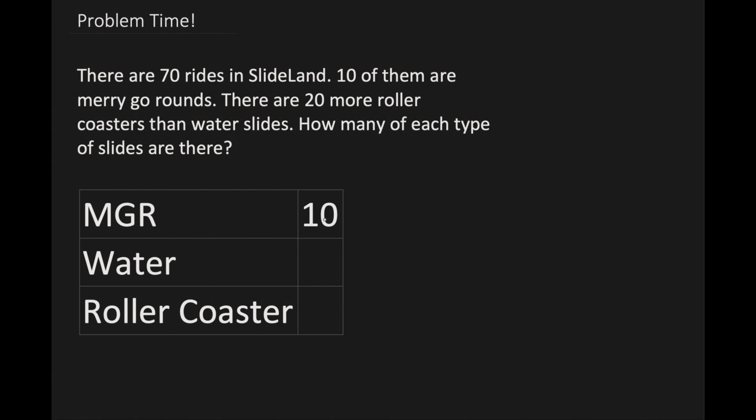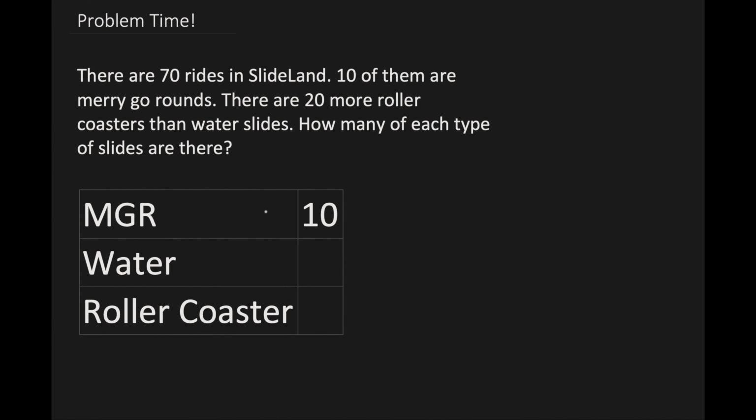I'm assuming you've given it a go. Now let's get started. Let's read the question. There are 70 rides in Slideland. By the way, that's made up. 10 of them are merry-go-rounds. There are 20 more roller coasters than water slides. How many of each type of ride are there?